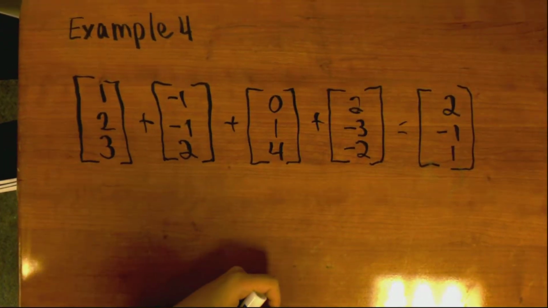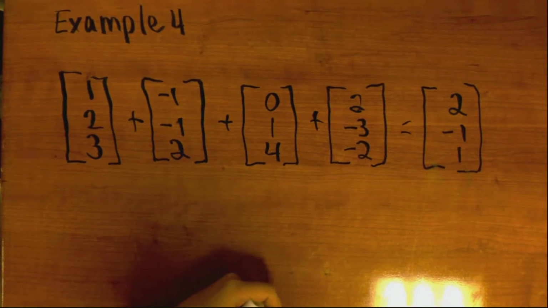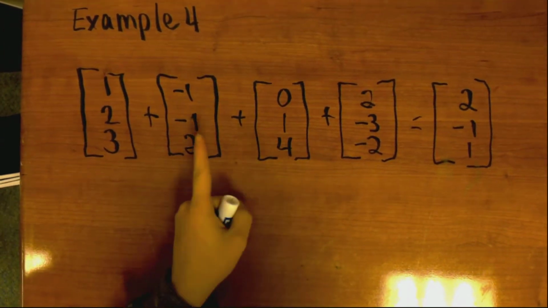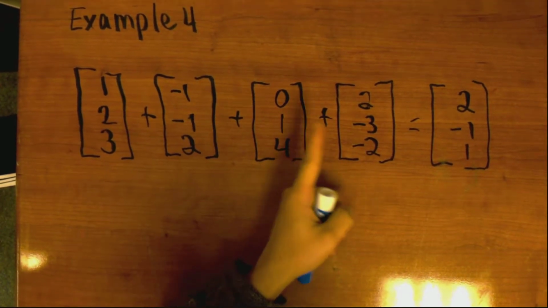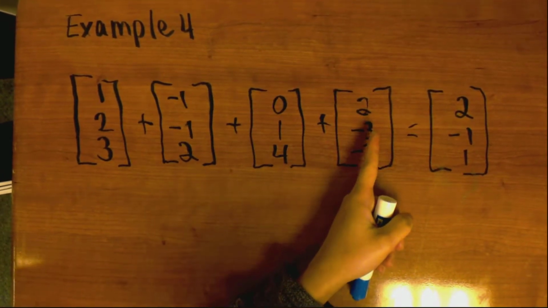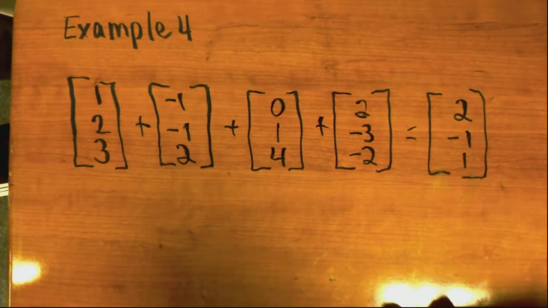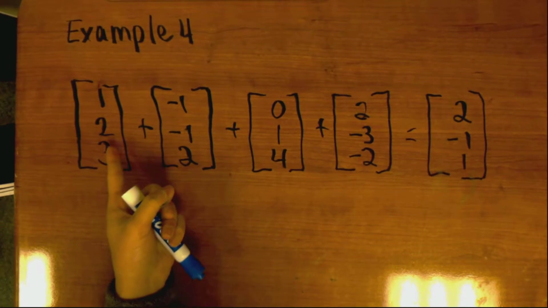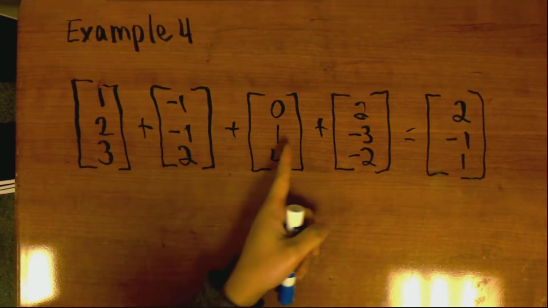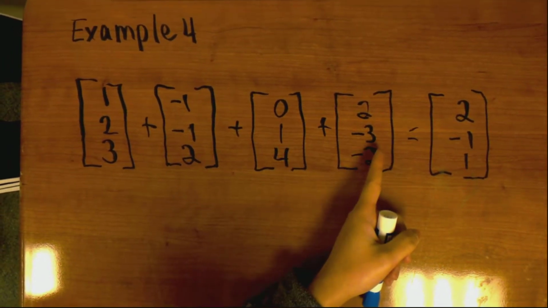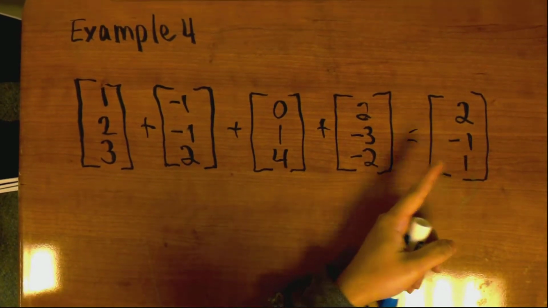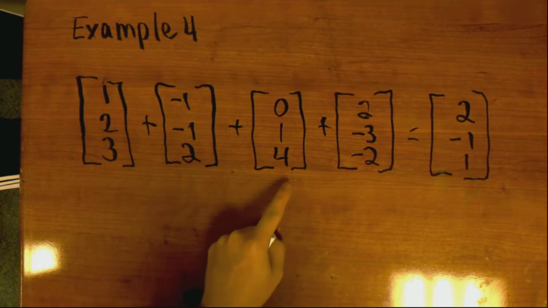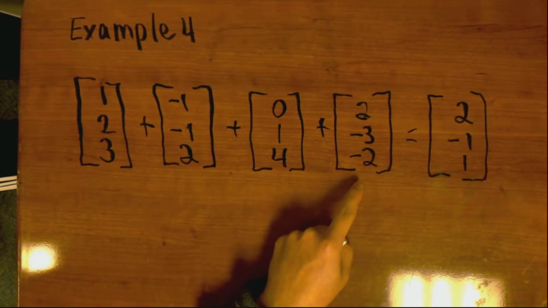Since we have multiple matrices, what you're going to do is you're going to be adding them all up together at once. So you start from the top left, you have 1. In the second one, you have -1. Then you have a 0. Then you have a 2. So when you add that all up, you get 2. Then on the middle row, you have a 2, a -1, a 1, and a -3. And when you add up all those, you get -1. On the bottom row, you have a 3, a 2, a 4, and a -2. Well, when you add up all those, you get a 1.